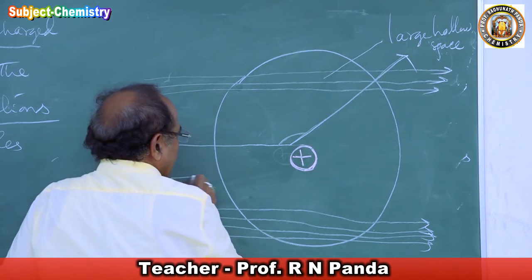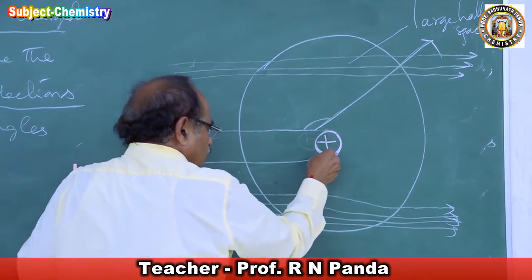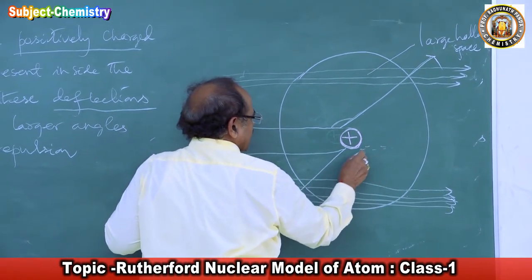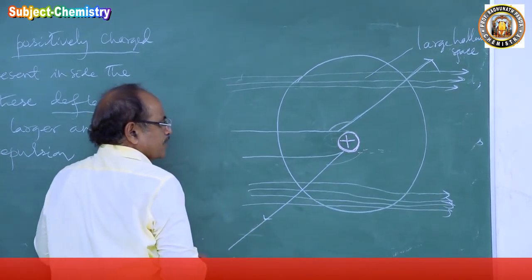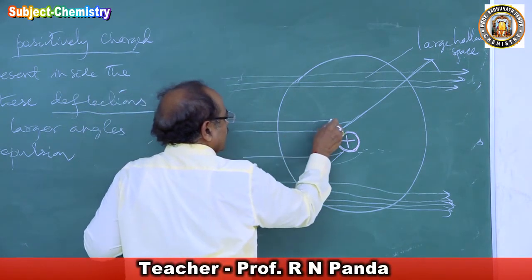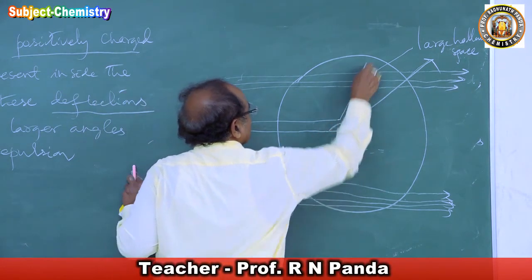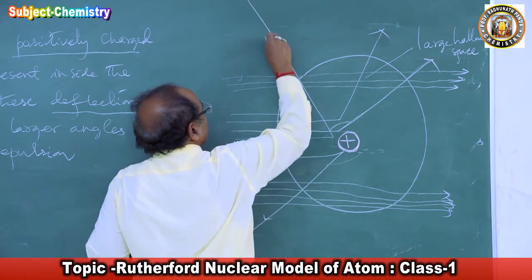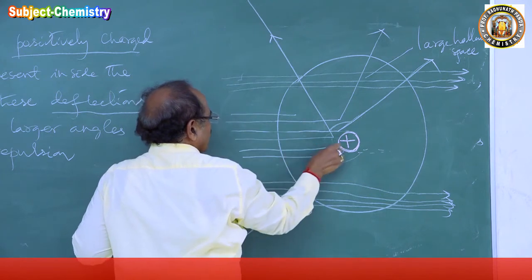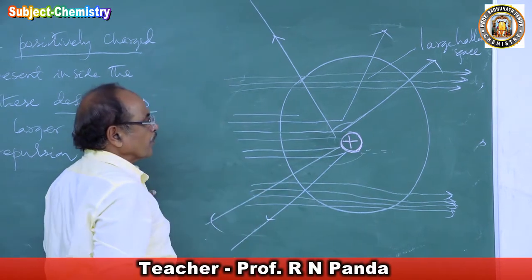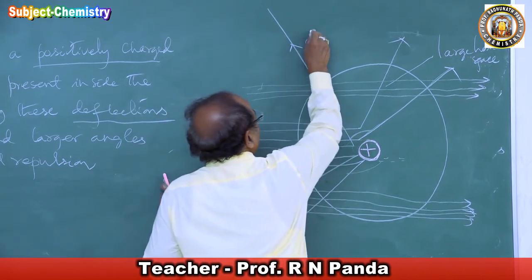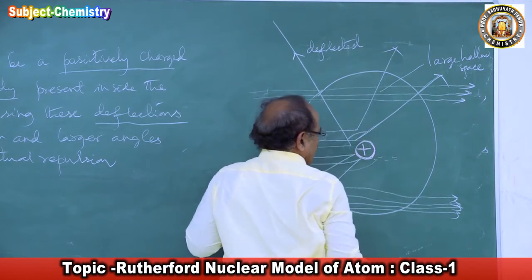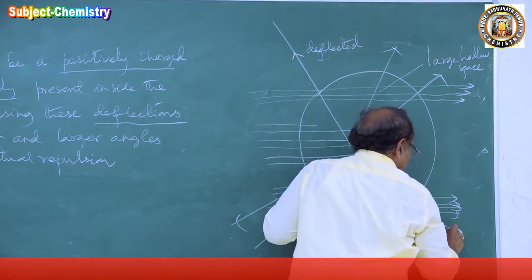And those who went like this are still closer, so the repulsion is more. This should have gone like this, but the angle of deflection is more because the mutual repulsion is more. And those who come nearer to this, the angle of deflection is less. And those who still go nearer to this, the angle of deflection is still more. So they are deflected in smaller and larger angles, and this is the penetration of the alpha particles through the vacant space.